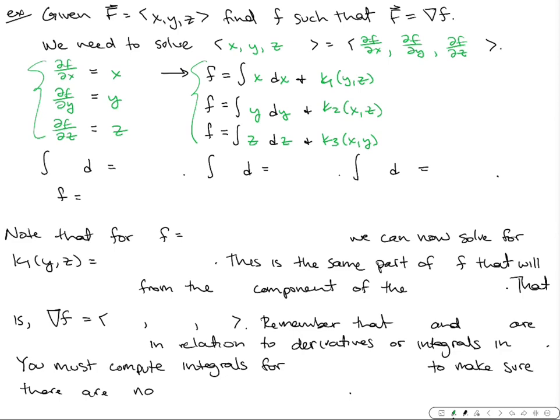So the next step of the process is we evaluate these integrals because we might not know all those k's, but we do know how to take integrals with respect to one variable. So the integral of x with respect to x from that first equation is just 1/2 x squared. The integral of y with respect to y from that second equation is 1/2 y squared. And the integral of z with respect to z from that third equation is 1/2 z squared. So they're all very similar because we had x, y, z in the x, y, z coordinates.